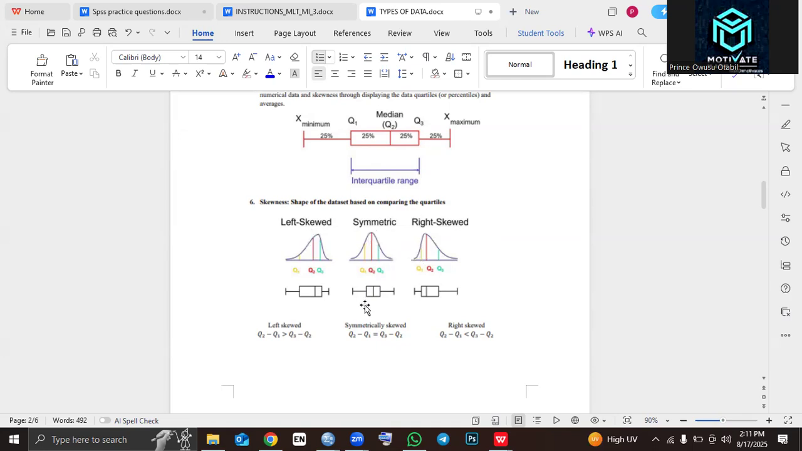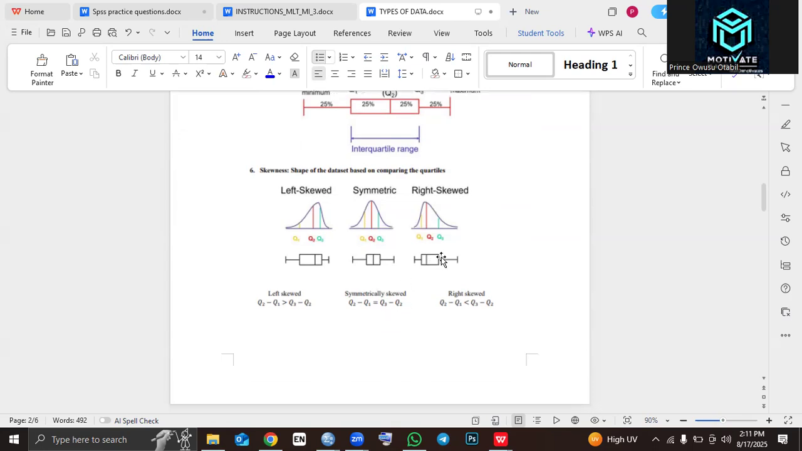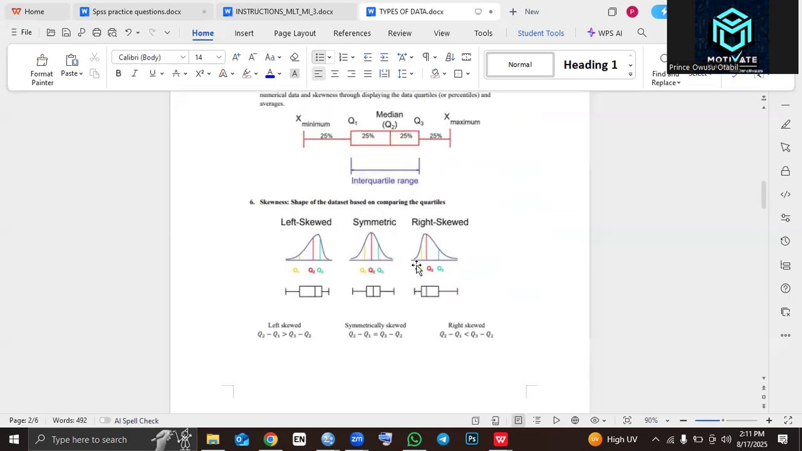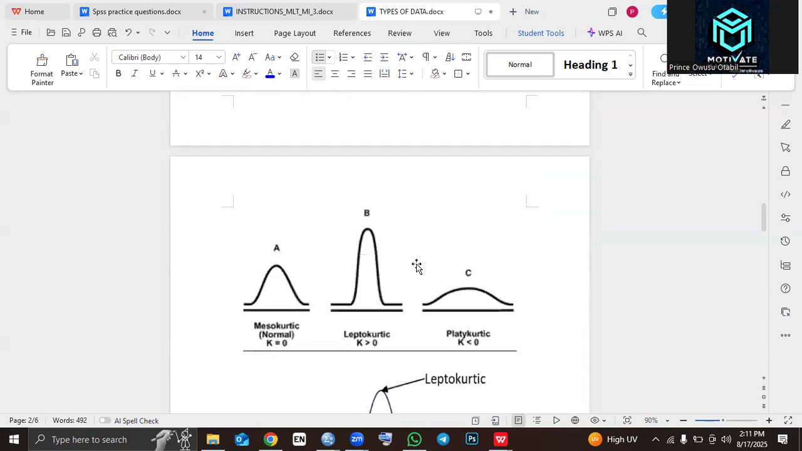You can say the same for box plots. If you draw a box plot and the middle is shifted to the left, then it is right skewed. If it's shifted to the right, then it is left skewed. If it's in the middle, then it is symmetrical. So please take note of this, and then we move on.